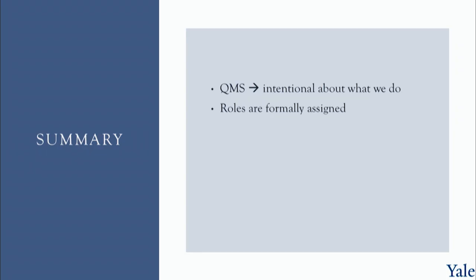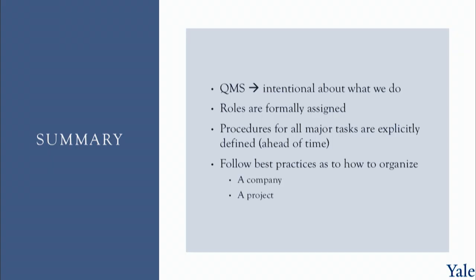The roles are formally assigned. The procedures for all tasks are explicitly defined ahead of time. And this allows us to follow best practice as to how to organize a company and a project. So in the presence of a proper quality management system, this gives us a handle on what the best way to do this process is.